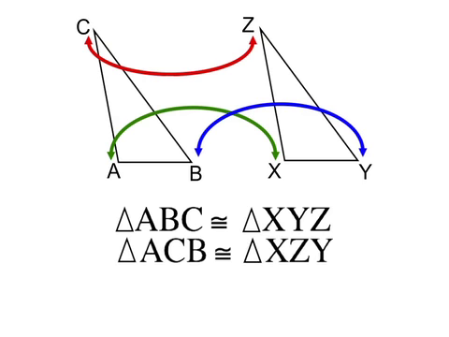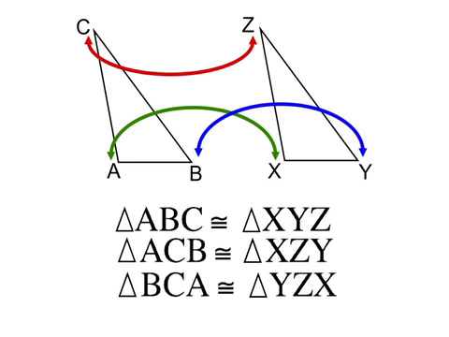We could also start at point A and go in a clockwise direction, so we would have triangle ACB is congruent to triangle XZY. And in fact, we could start at any letter we want. And we won't do all of the examples, but here's one more. We start at letter B on the left triangle and go counterclockwise. So then we have to start at letter Y on the right triangle and also go counterclockwise, giving us that it's triangle BCA is congruent to triangle YZX.